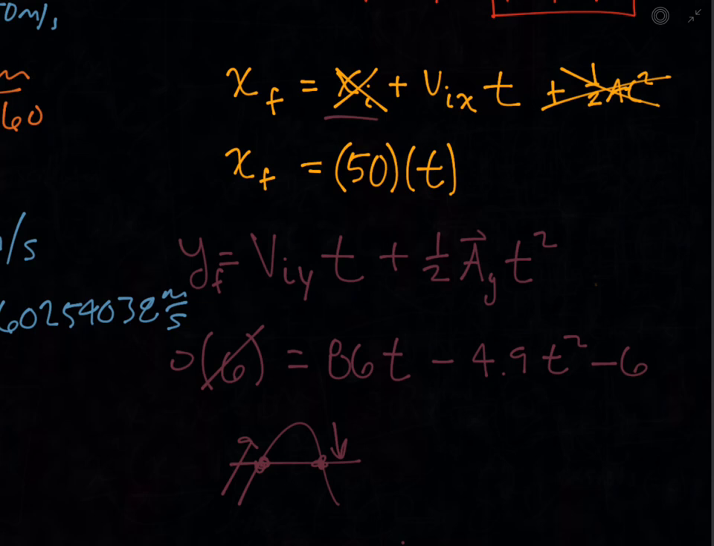We have 86t minus 4.9 t squared minus 6. And then we'll go ahead and say second calculate 0. And then we'll try and find where along the x-axis we're actually going to reach. And so sometimes you might need to expand your window a little bit, just in order to see where the function is going to lie.